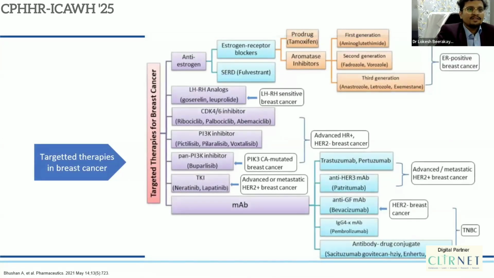So there are different targeted therapies in breast cancer. As you all know, the anti-estrogens, the LHRH analogs, the CDK4/6 inhibitors, and the PI3K inhibitor. These are various examples. Depending upon whether the patient has triple negative breast cancer or ER positive breast cancer, the doctor would decide how to proceed. So it is basically individualized for every patient.